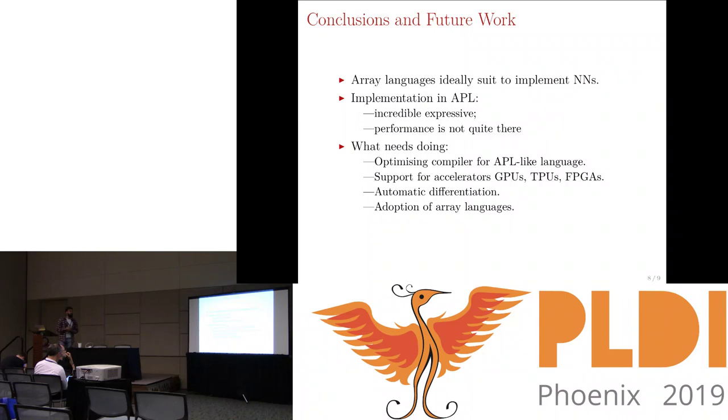Automatic differentiation would be very good to have, because if we do that, then basically the backward part that I didn't show you is all about gradient descent, so it's differentiation. So if we have support for automatic differentiation in the language, we can construct pretty much the backward part automatically. That would be very nice, and not a lot of array languages do this because, well, it's pretty boring, but it would be very practical here.